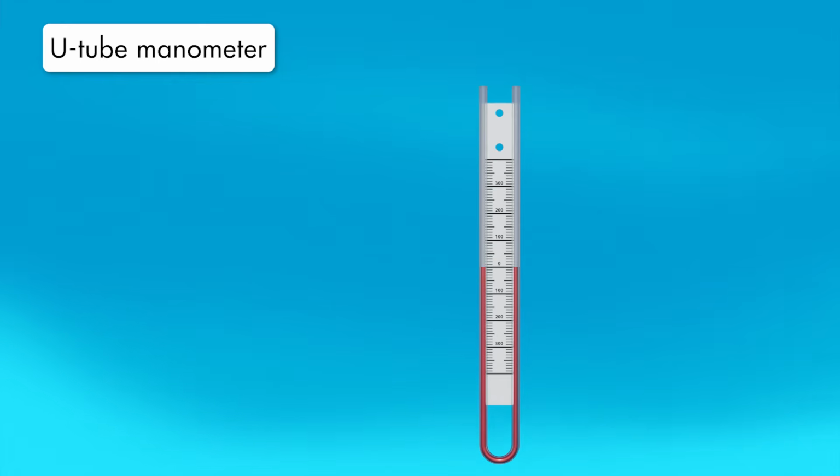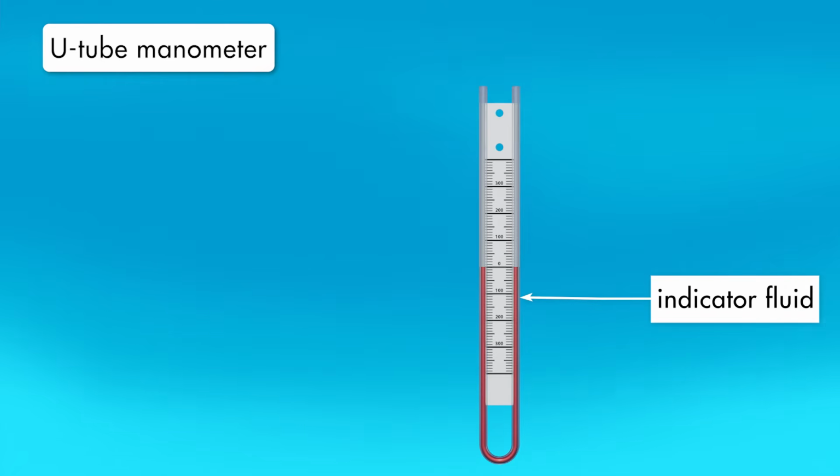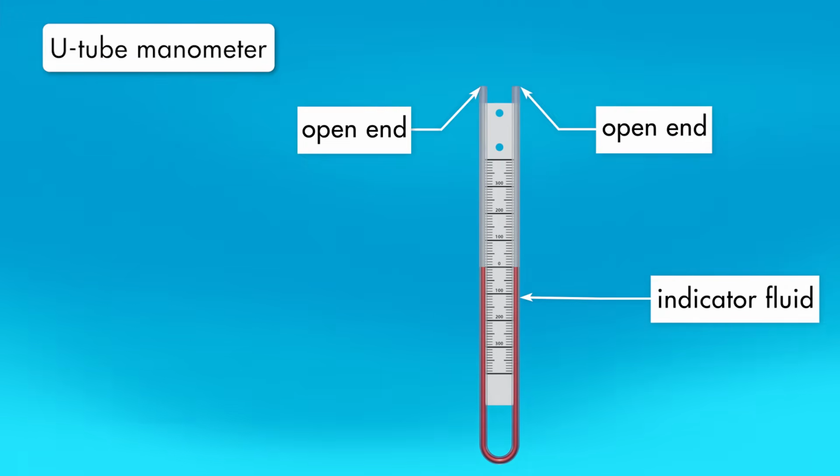To demonstrate that the pressure and volume of a gas are inversely proportional, we can use an instrument called a U-tube manometer. A U-tube manometer is a clear glass or plastic tube that is bent in the shape of a U and partially filled with red indicator fluid. Right now, the tube is open at each end at the top of the U.